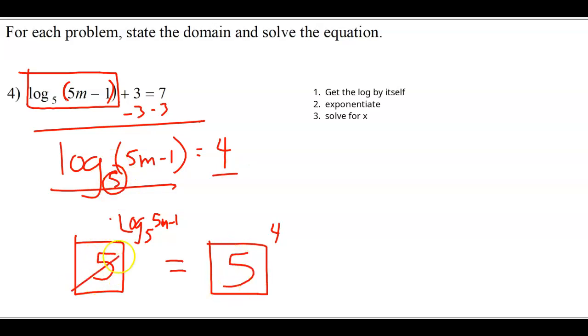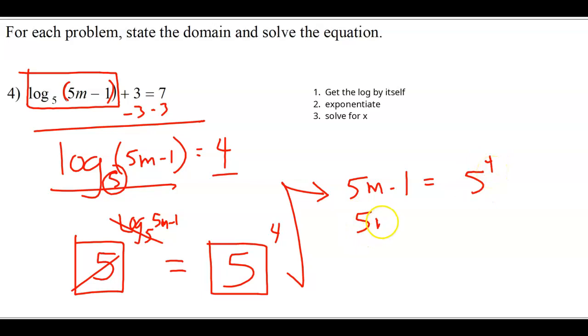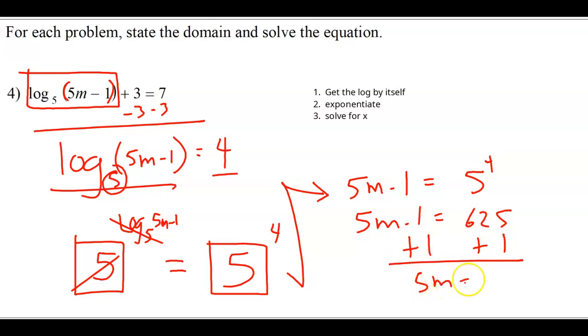And so this 5 cancels out that log, and I'm left with 5m minus 1 is equal to 5 to the 4th, and that is 625. And then from there, we'll just solve it. So we'll add 1. And divide by 5. So 626 over 5 would be our final answer there.